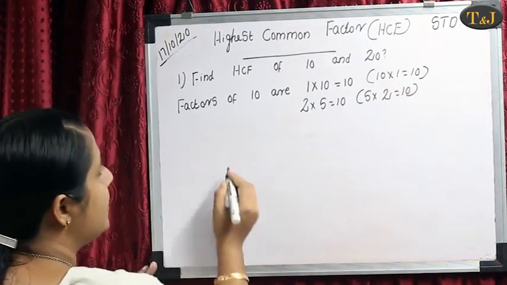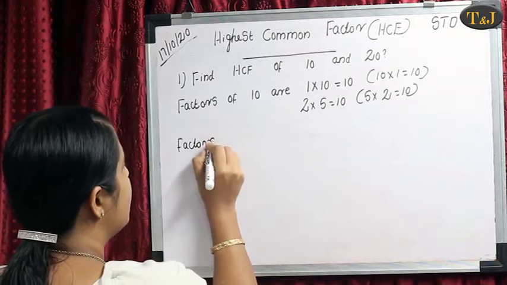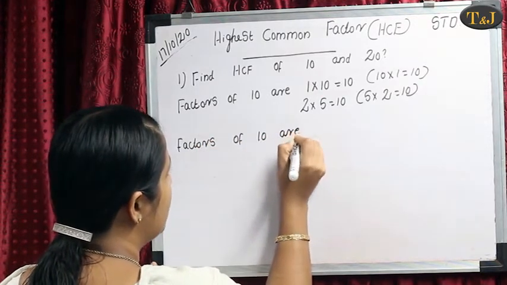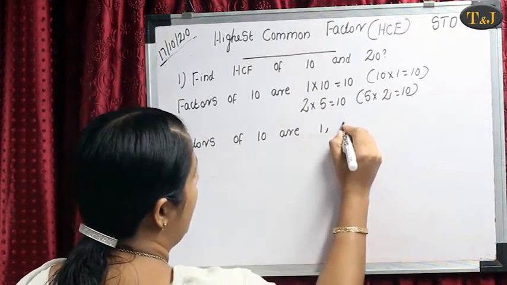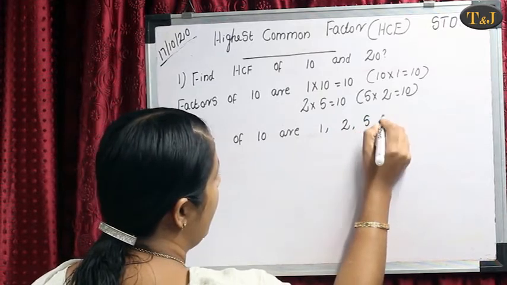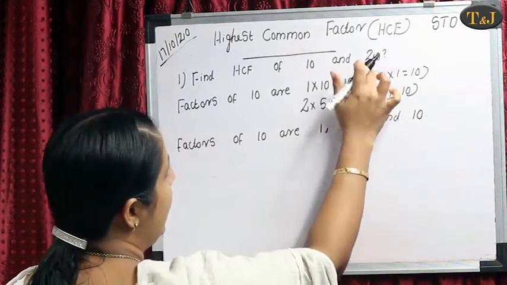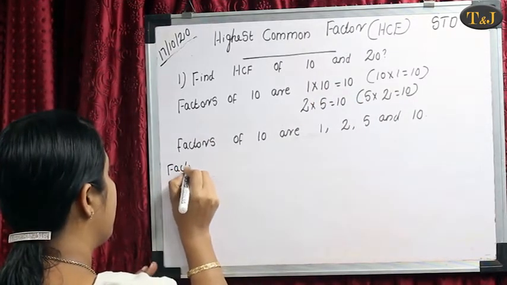Okay, so which are the factors of 10? 1, 2, 5 and 10. Then our next number: the factors of 20. So find the factors of 20.